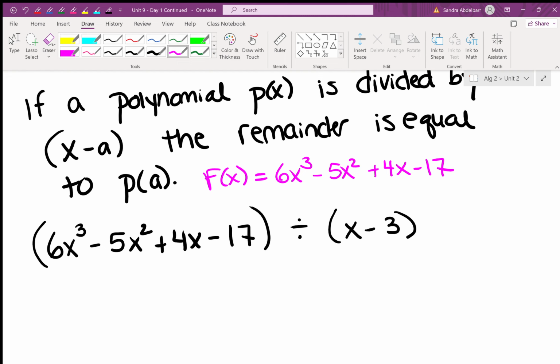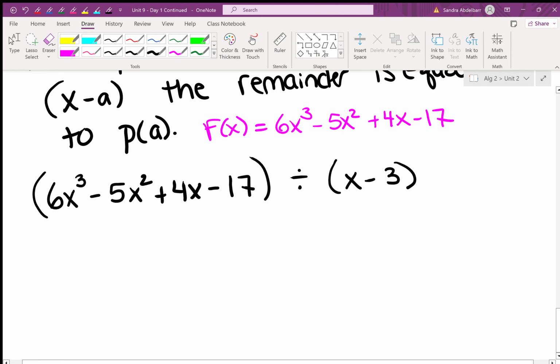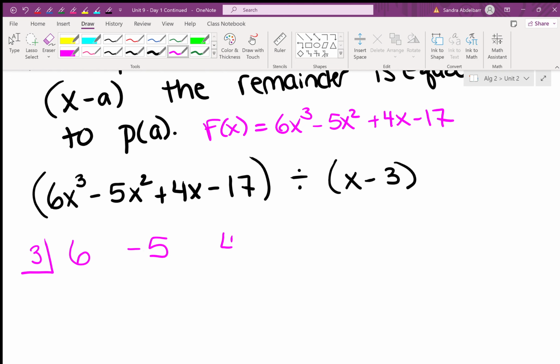Right, let's first do this. We're gonna do this using synthetic division. So if we're using synthetic division, do we agree 3 is going in the box? And then we're gonna write out our coefficients 6, -5, 4, and -17. You all do this and tell me what you end up with.